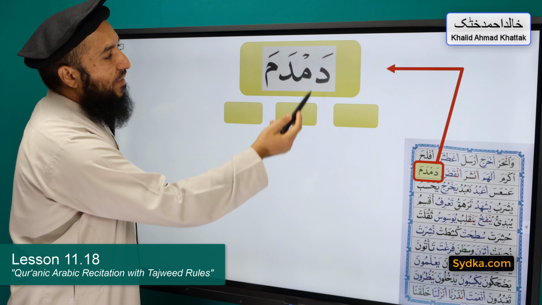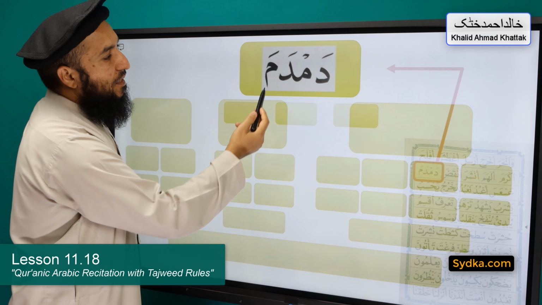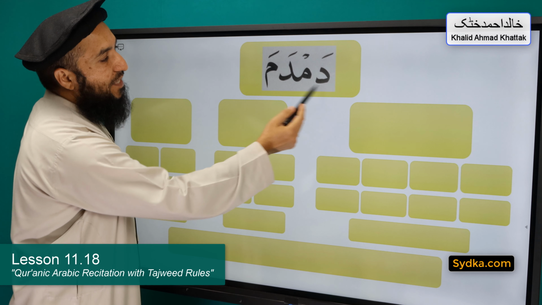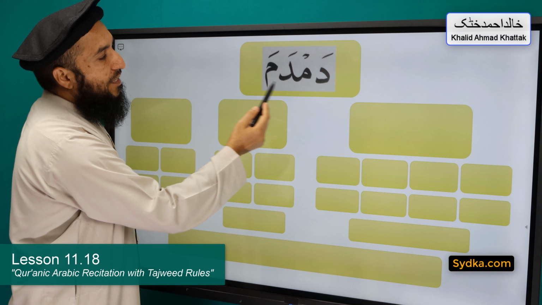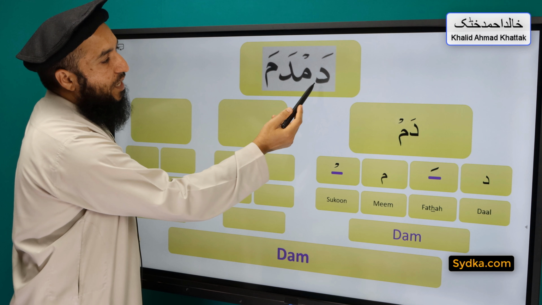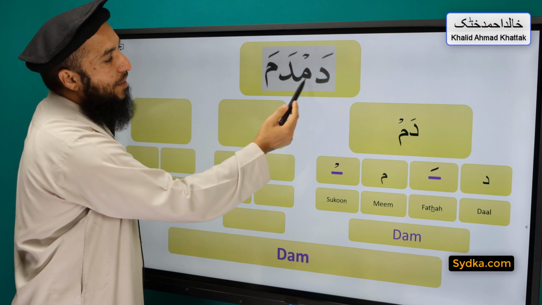The next word we have is damdama, and it can be divided into 3 syllables. The first one is dam, the second one is da, the third one is ma. So the first syllable we have is dal fatha mim sukoon, dam.